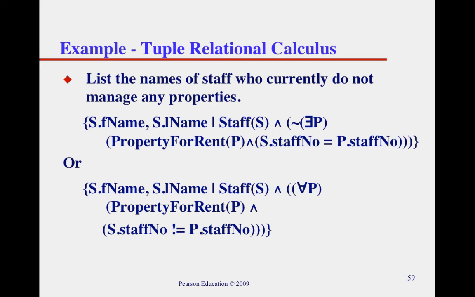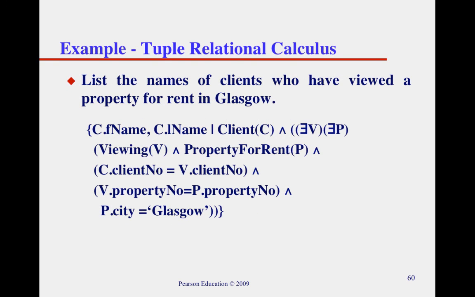Okay? Here is how I list the names of staff who currently do not manage any properties. The person is a member of the staff S, and there does not exist a property P such that P is in property for rent, and the staff member manages that property. Or alternatively, I could say S is a member of staff, and for all properties, the staff does not manage the property. Okay, I'll let you go through.